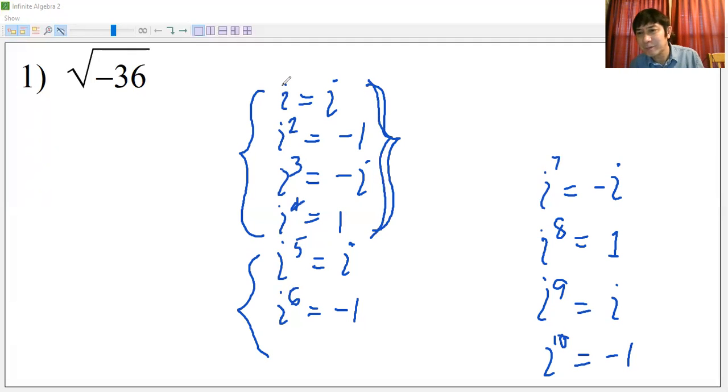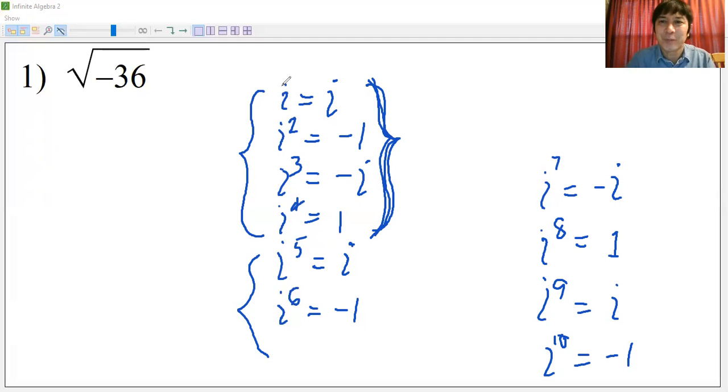And then you're going to have again the next four. i to the 9, i to the 10, i to the 11, i to the 12. It will be the same. There. Okay? So it's cyclic. All right? So we'll be able to deal with this later.